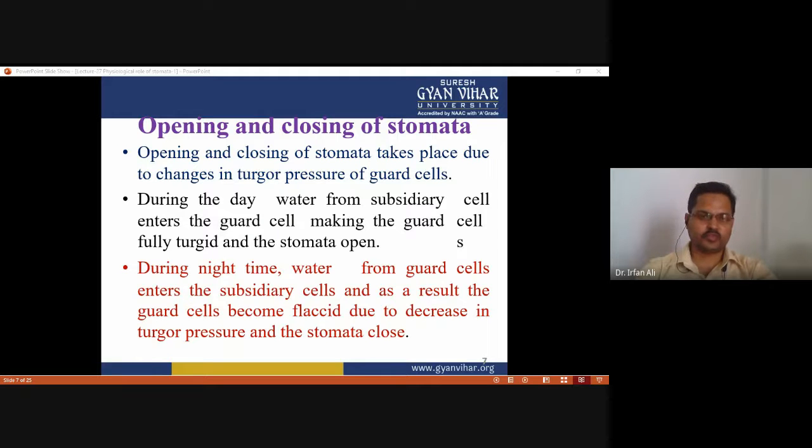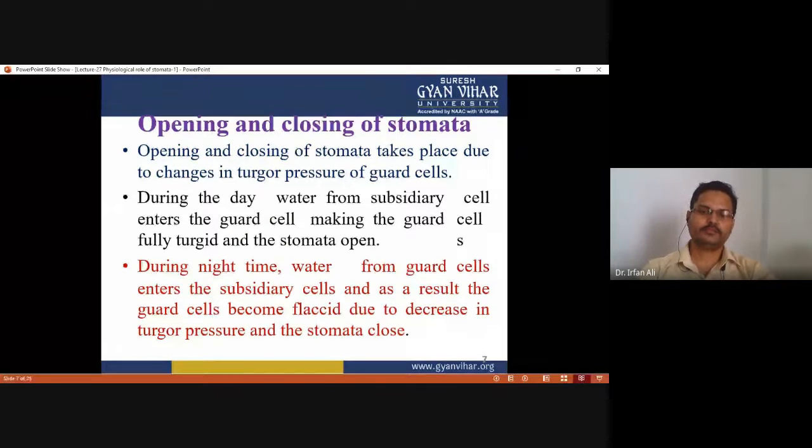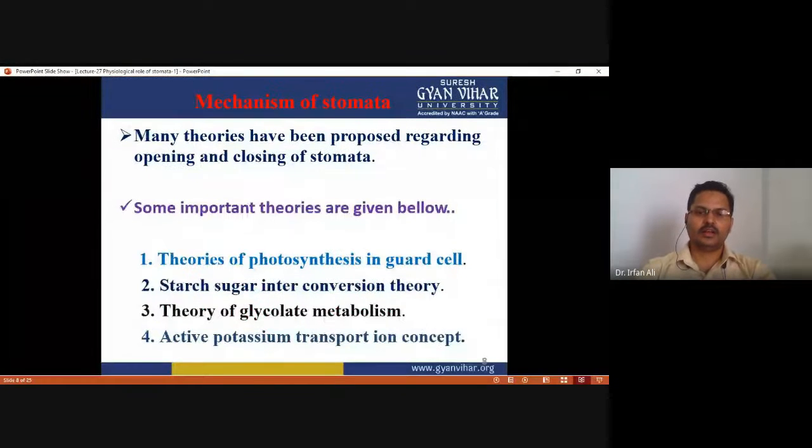So this is the process of how the opening and closing of stomata takes place. The main principle behind this is turgor pressure. Now, what is the mechanism of closing and opening of stomata?